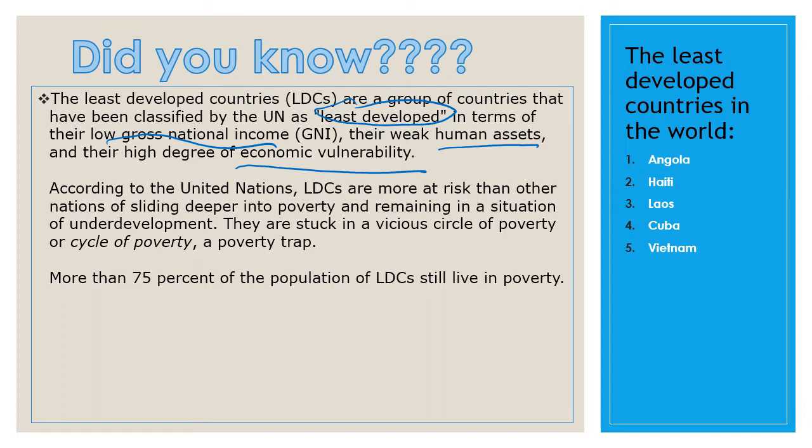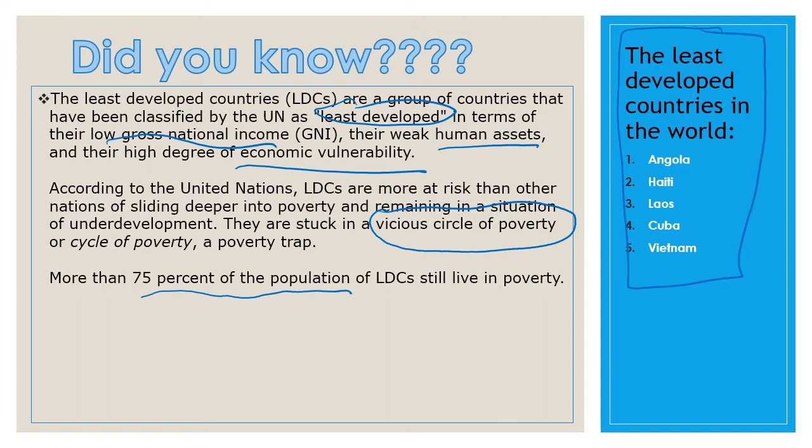They are stuck in a vicious circle of poverty, or cycle of poverty, or a poverty trap. Now later on, you will understand what we mean by vicious circle of poverty. More than 75% of the population of LDCs still live in poverty. So what are they telling us here? That mainly, if you are considered a least developed country, it is much easier for you to become less developed than becoming better. Now, this is regarding what you wrote before.